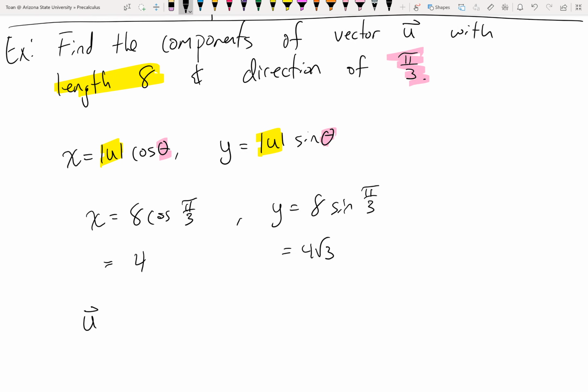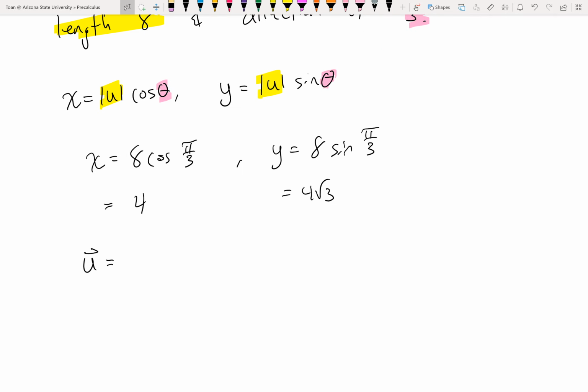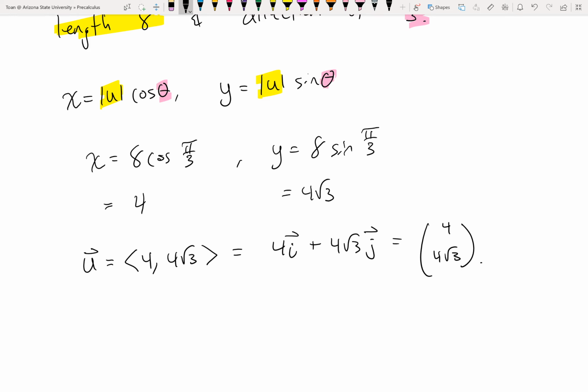So let's write vector u in component form. I'll leave this up to you. You can write it in whatever notation you want, depending on what the instructions say. If you want the pointy bracket notation, that's 4 comma 4 rad 3. If they want the i's and j's notation, that's 4i plus 4 radical 3 j. Or you could put it in column notation, 4, 4 rad 3. Your choice.